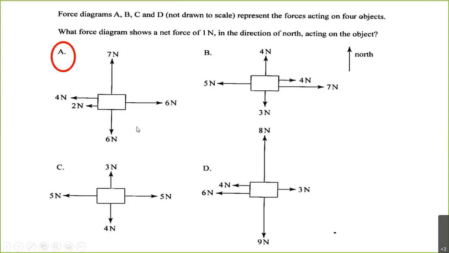Antonio, you're correct. It's A, okay? So how did we draw that conclusion? Well, 4 and 2 gives us 6. And then 6 and 6 cancels out. 7 up minus 6 down is going to give us 1. And our motion always goes in the direction of the bigger force. Okay? So that's how we get 1.